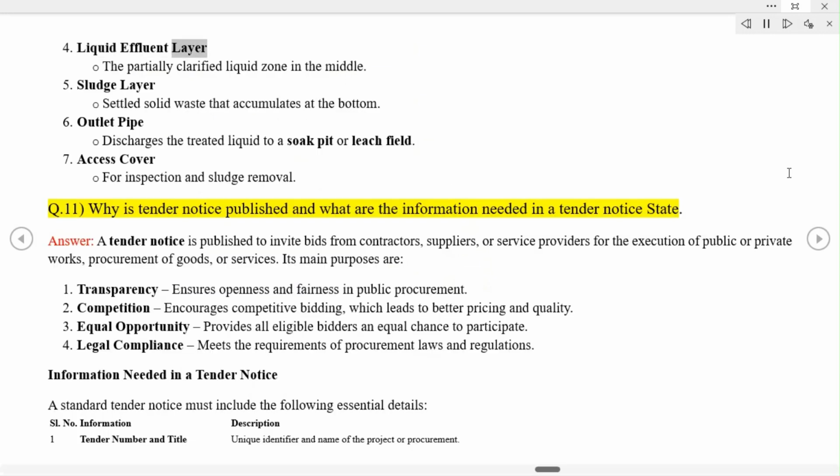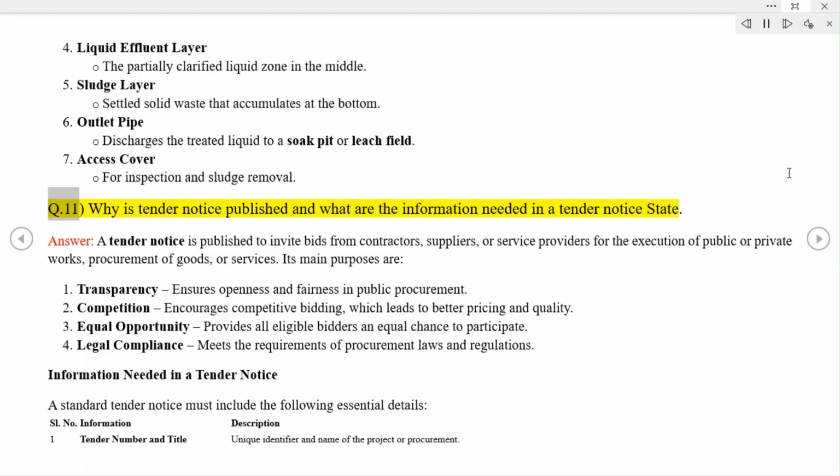Liquid effluent layer: the partially clarified liquid zone in the middle. Sludge layer: settled solid waste that accumulates at the bottom. Outlet pipe: discharges the treated liquid to a soak pit or leach field. Access cover: for inspection and sludge removal.